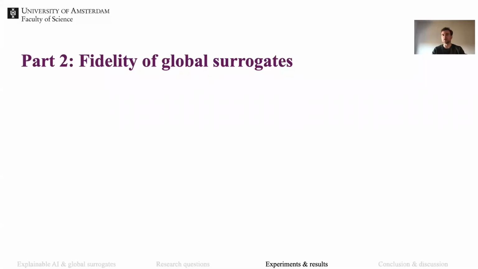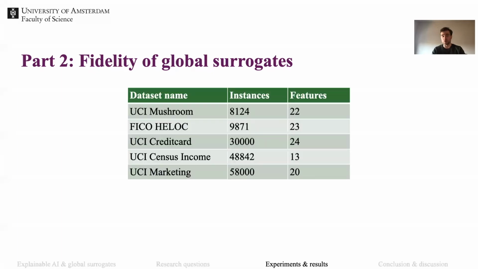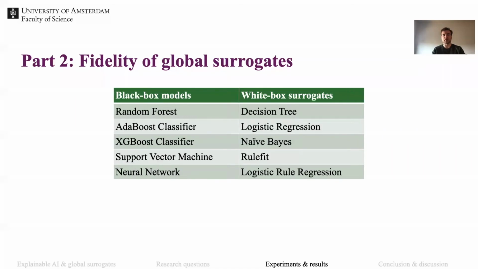To do this, we again use the 15 generated datasets of experiment 1 and additionally also 5 real binary classification datasets. We made sure these real datasets have varying amounts of instances and features. On both of the generated and the real datasets, we train 5 different black box models, and as surrogates, we train 5 white box surrogate models on each of the 5 black box models, leading to a total of 25 surrogates.